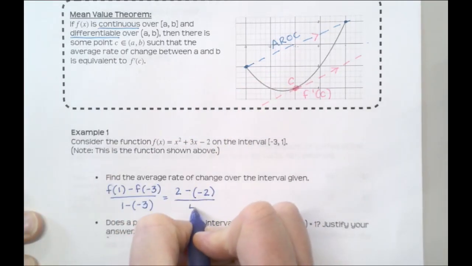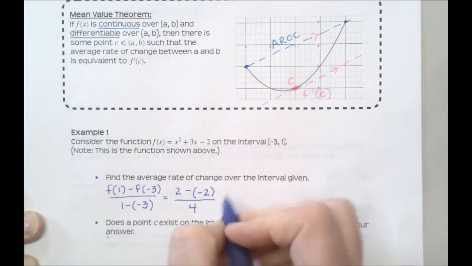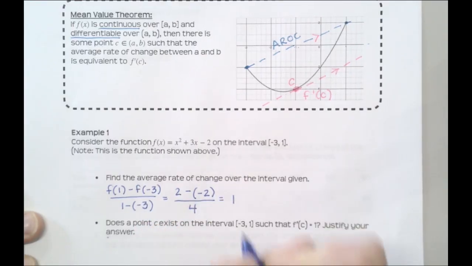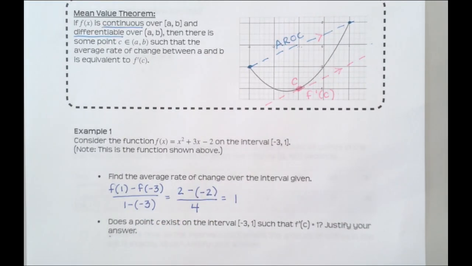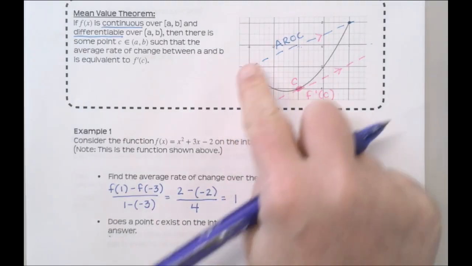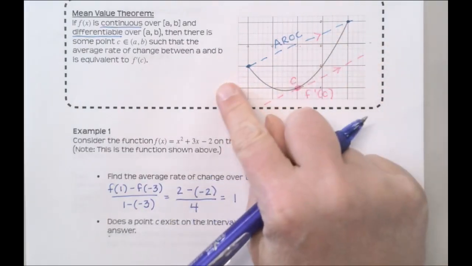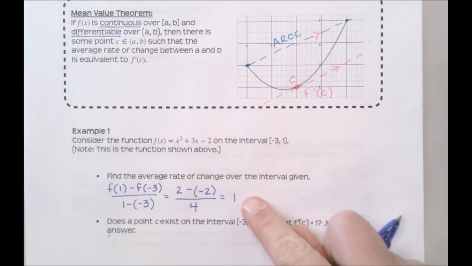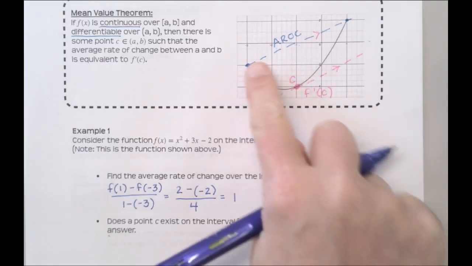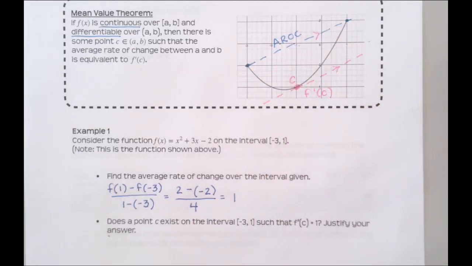And then this is over 1 minus negative 3, which is 4. So we have 4 over 4, which is 1. So what that tells me is that's the slope of this blue line, okay? The average rate of change would be 1. And this does have a slope of 1. Remember I said that the graph is numbered kind of strangely, like the axes are not spaced out the same. So it might not look like a slope of 1 to you, but I promise that it is.